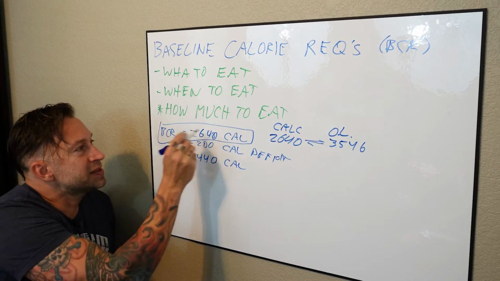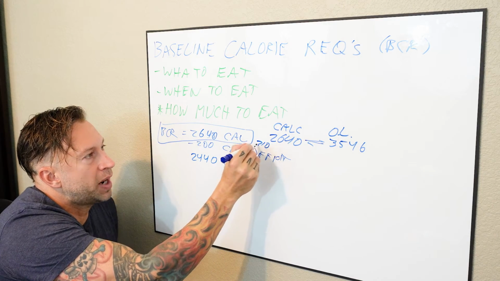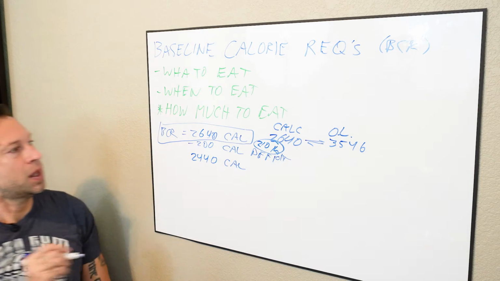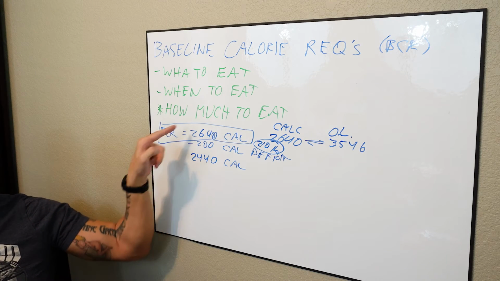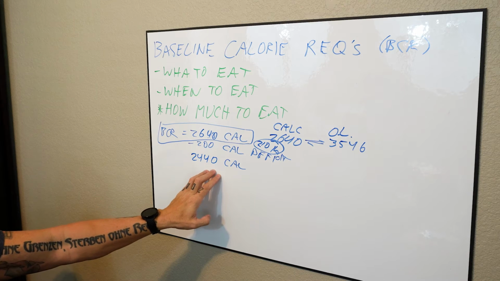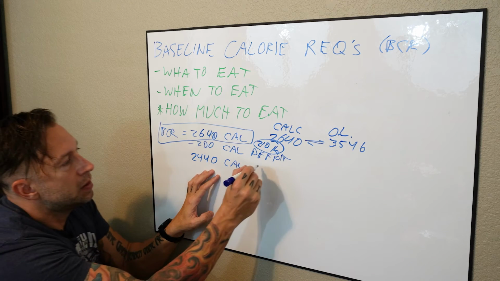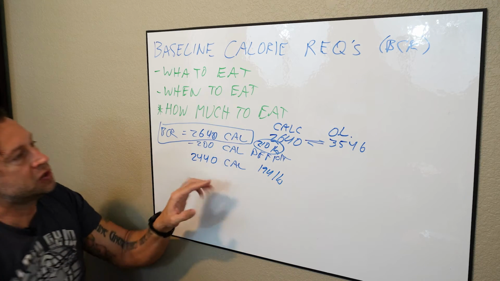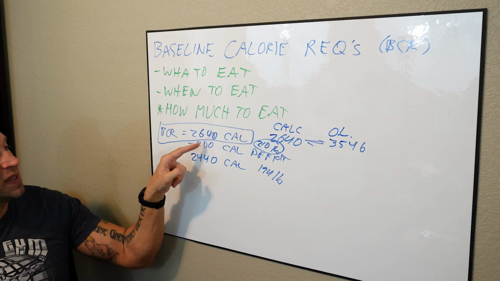Now, if I do this, eventually I'm going to plateau. Why is that? Because 2,640 calories is what it took to maintain 210 pounds, right? As I lose weight, I'm going to require less of a BCR. It's going to go down over time. So 2,440 calories, if I do the math in here, that's what's required to maintain 194 pounds. So again, as I lose weight, I'm requiring less of a BCR, which means I need to continue to drop my calories.